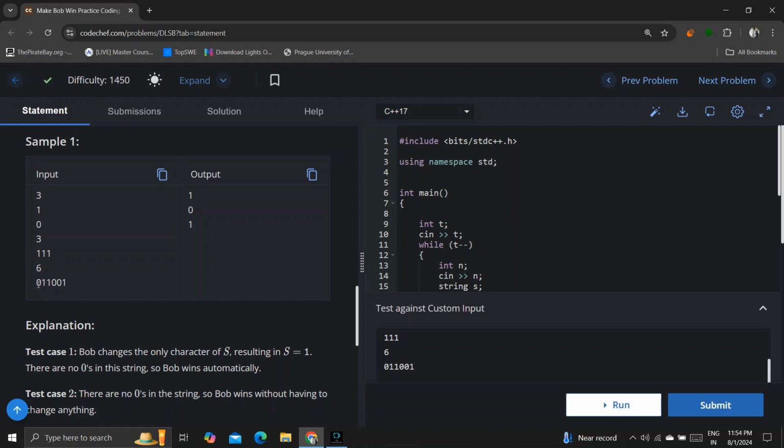Now Alice can remove all these three ones first, or the single one. After this, Bob will remove this and there will be no zeros. So Bob wins, right? So basically, by altering this zero into one, Bob wins. Hope you have understood the problem.